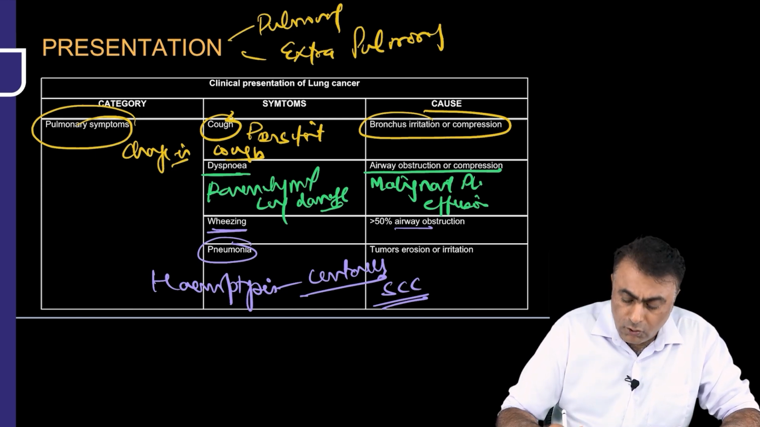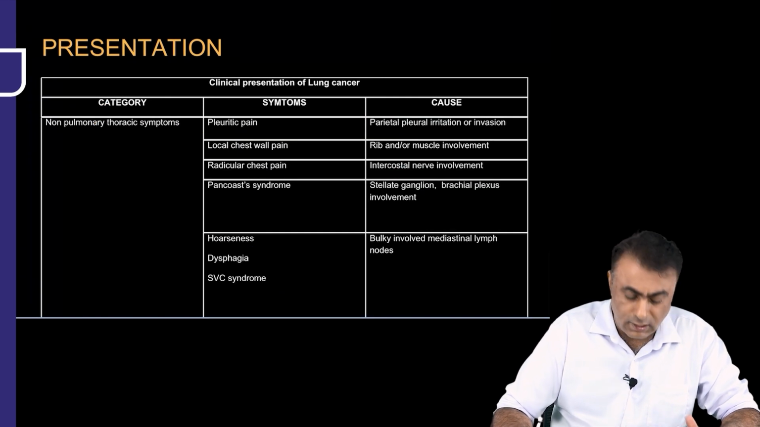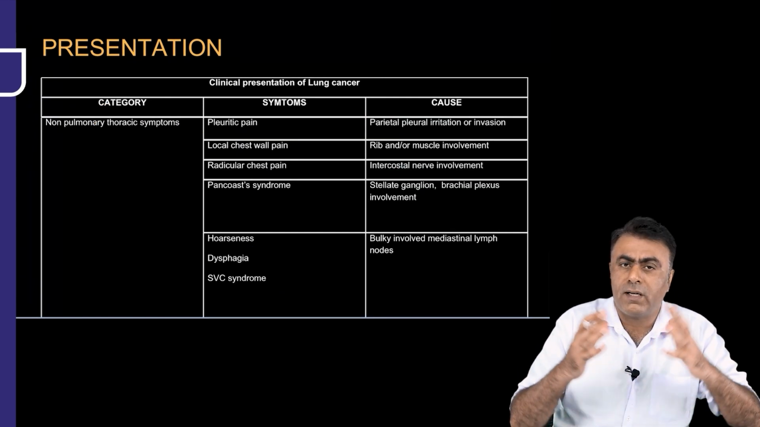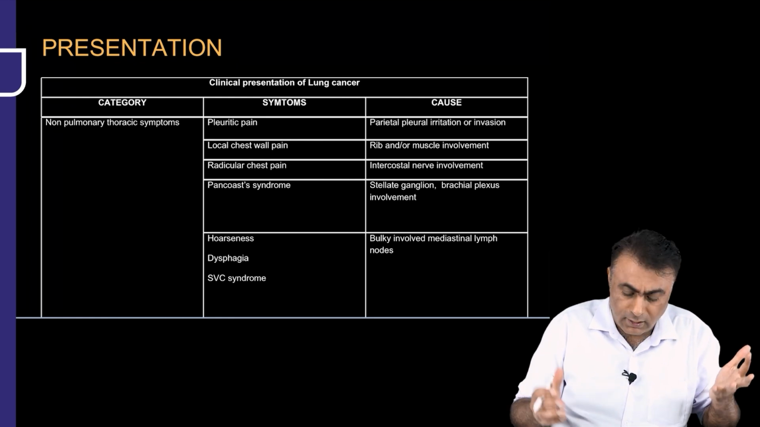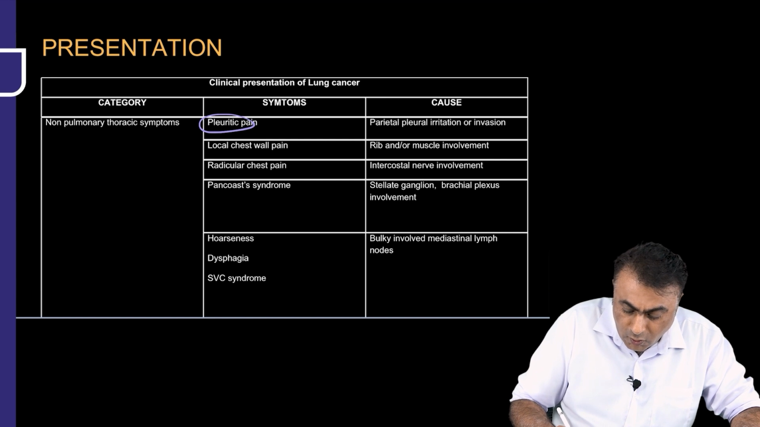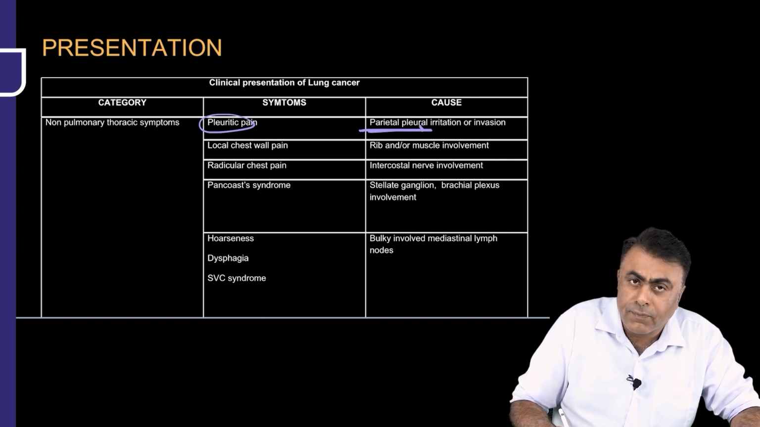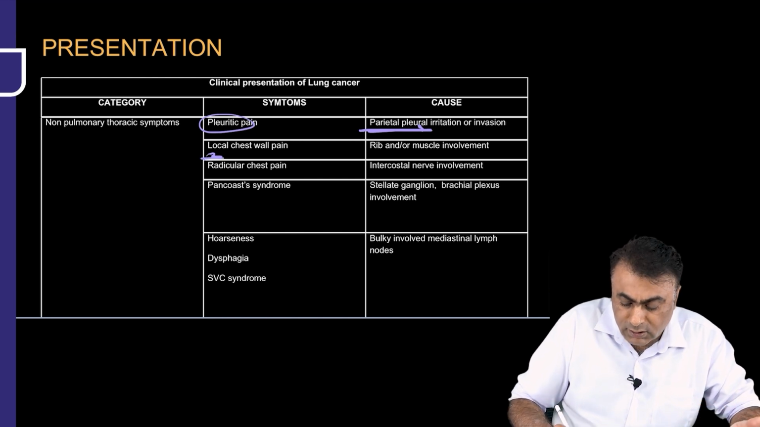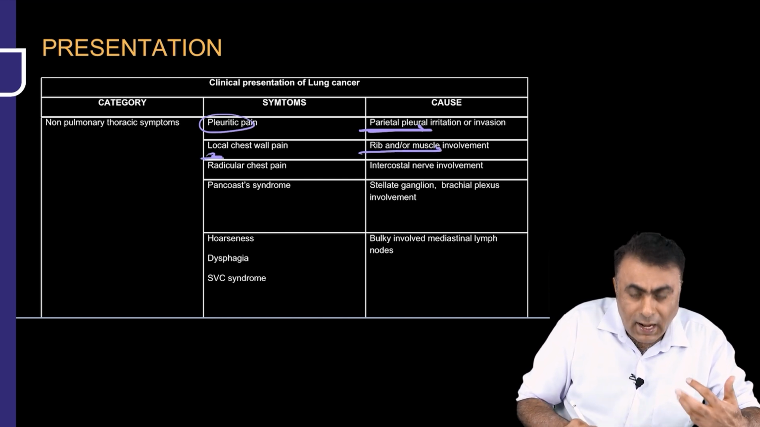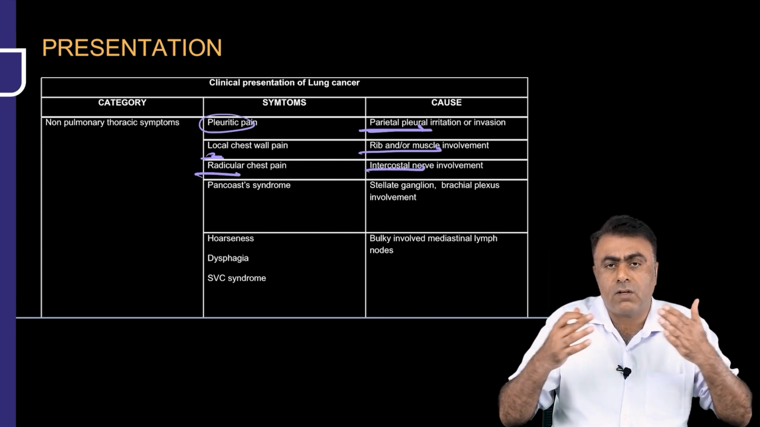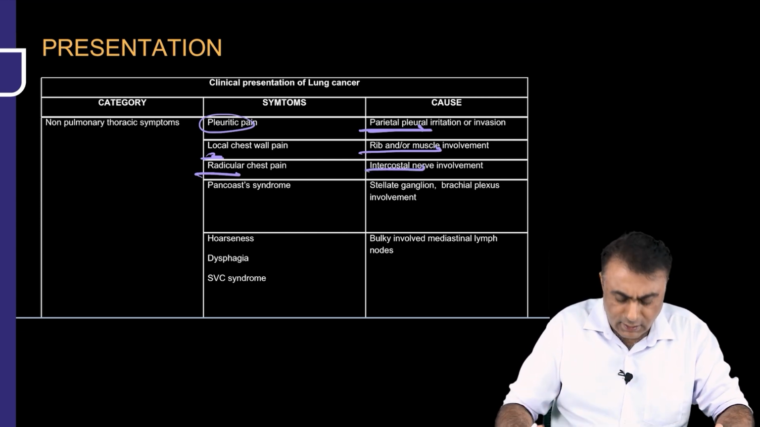Then, what are the non-pulmonary symptoms that a patient of carcinoma lung can present with? The non-pulmonary symptoms mainly will be, again, because of involvement of the surrounding structures. That's the main thing. So there can be pleuritic pain, and that's definitely because of either irritation or invasion of the parietal pleura. The patient can have chest pain. There can be local chest pain because of involvement of the intercostal muscles or the ribs. Then there can be radicular type of chest pain because of involvement of the intercostal nerves. We discussed ribs, intercostal muscle, intercostal nerve, pleura; anything can get involved.